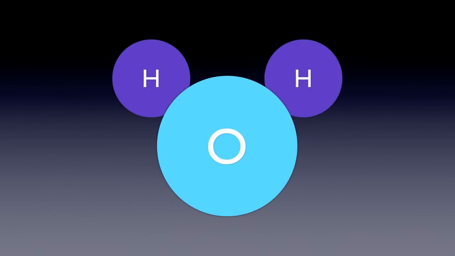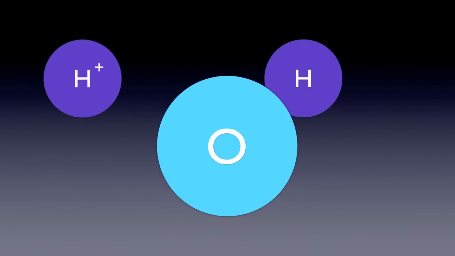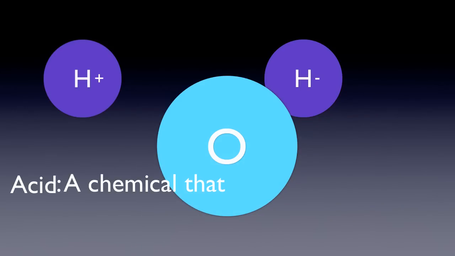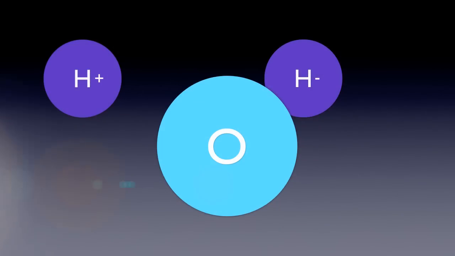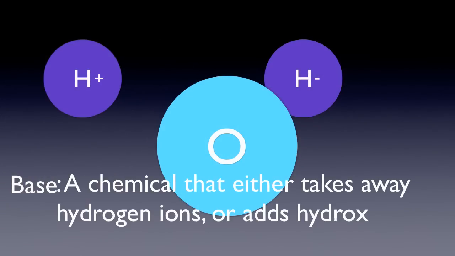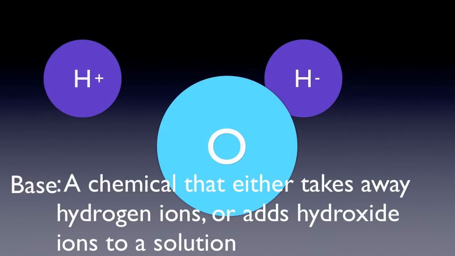In an aqueous solution, a few water molecules break themselves apart and form ions. The ions that form are hydrogen ions with a positive charge and negative hydroxide ions. Hydroxide ions are a mix of an oxygen atom and a hydrogen atom that has a negative charge. Some chemicals that can be added to a solution can add or remove hydrogen ions. One that adds hydrogen ions is called an acid, while a chemical that takes away hydrogen ions is called a base. Some bases also work by adding hydroxide ions, which join with the hydrogen ions to form water molecules.